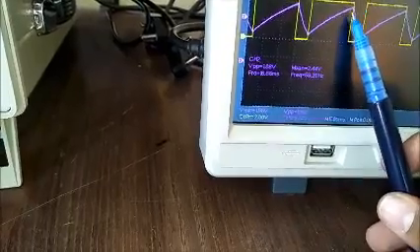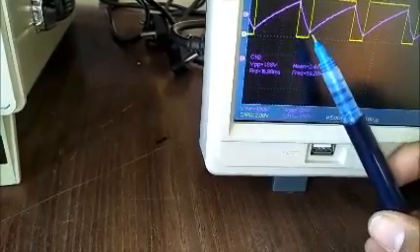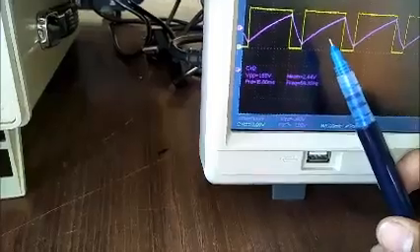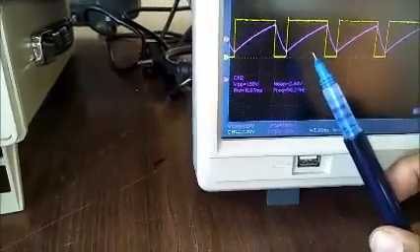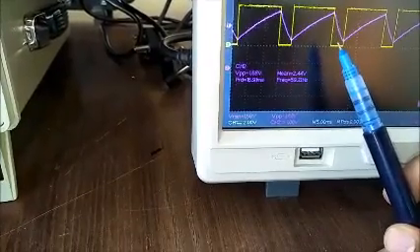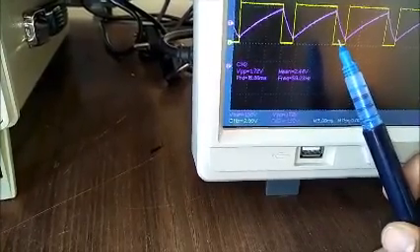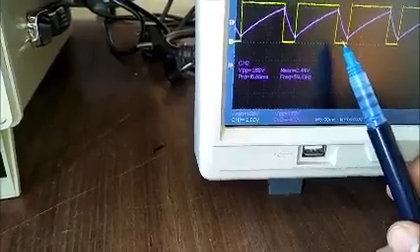So this will be the 2/3 of the VCC value, and this is the 1/3 of the VCC value. So this experiment represents an astable multivibrator where both the states are unstable, and you will have a square waveform or a rectangular waveform at the output.